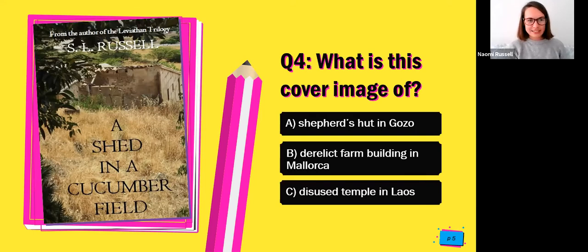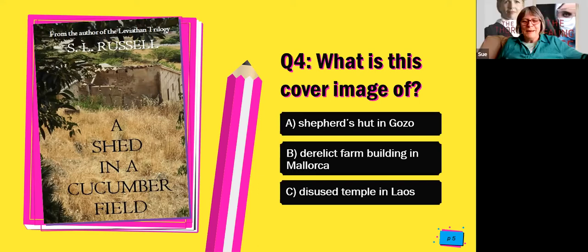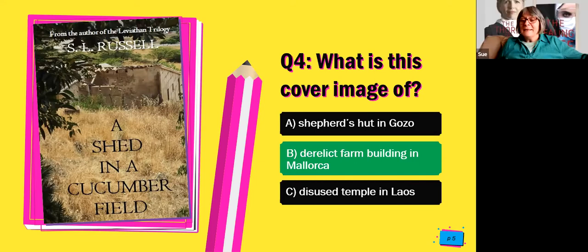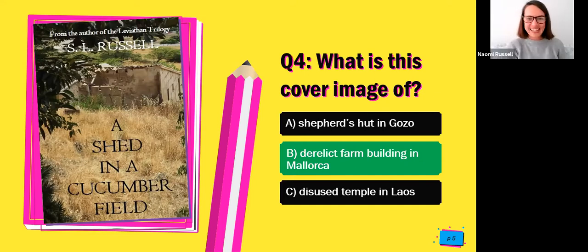Oh, interesting. Nice. Okay. Yeah, most people have got it right. Yeah, very good. It is B, a derelict farm building in Mallorca. Mum, I don't think you've been to Gozo, have you? Yes. Oh, you have? Okay. But I've never been to Laos. Well, I have, but I know.